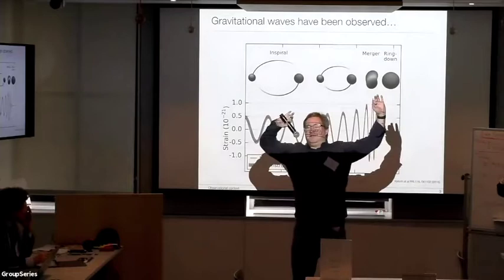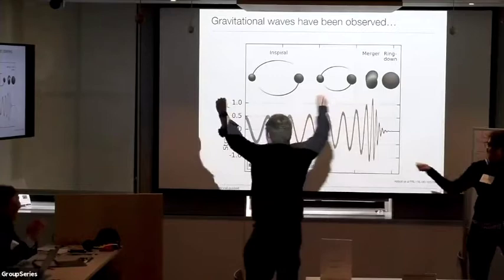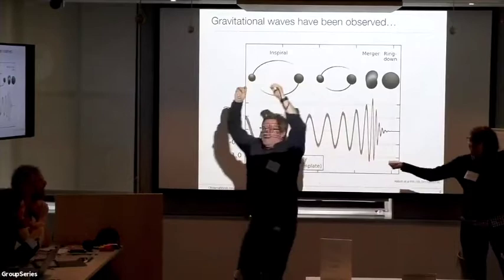We've seen the coalescence of two binary black holes. I'm making a shadow of them orbiting, impinging on a detector. As they get closer and closer together, the orbit gets faster and faster, and they coalesce, merge, and then ring down.